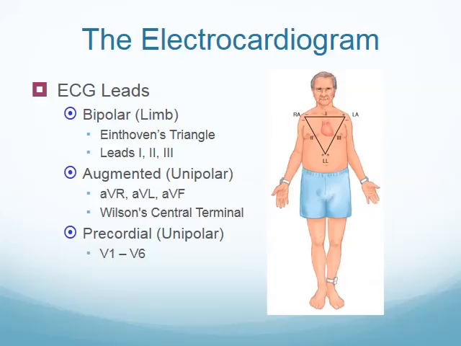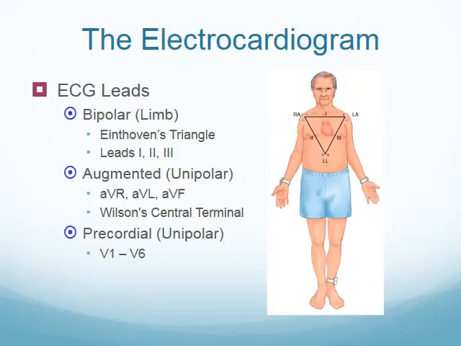So for example, augmented voltage right. This is our positive electrode, and this is Wilson central terminal. So the camera is right here, and it's looking this way. So we said that electricity is moving from the top right down to the bottom left. So is electricity moving away from or towards this camera? That's right, it's moving away from.